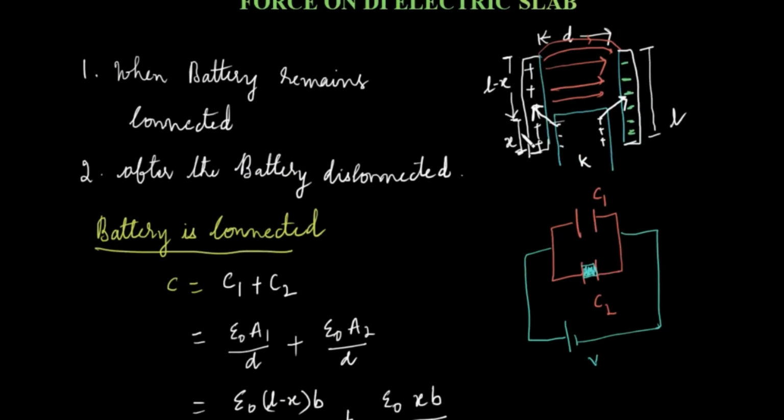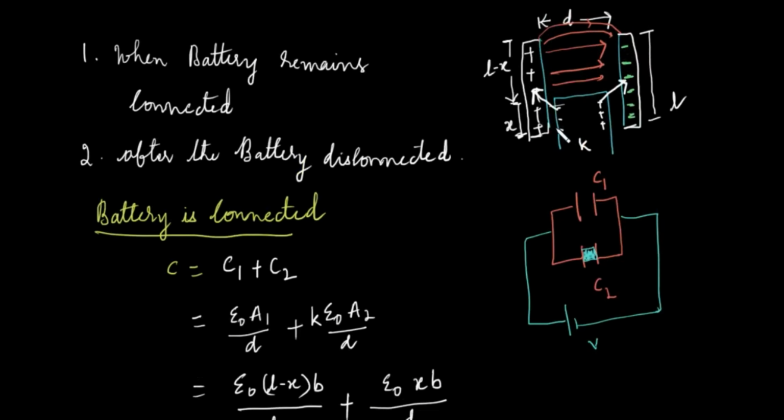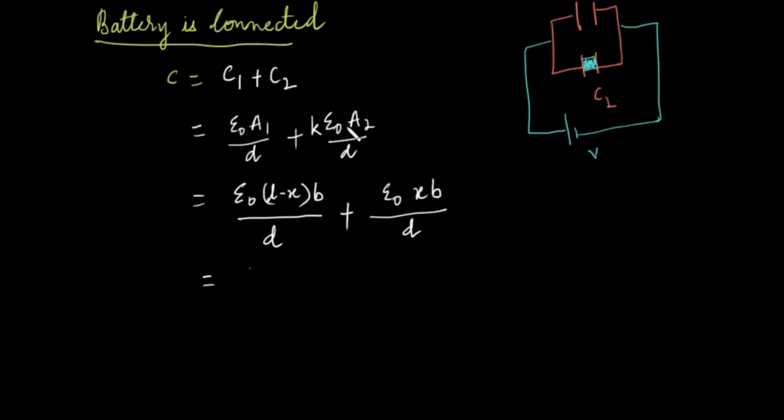X is the length, B is the width. So the area is xb, and the capacitance is k epsilon naught A by D, because we have a dielectric of dielectric constant k. So we write k epsilon naught A, which is k epsilon naught xb by D.